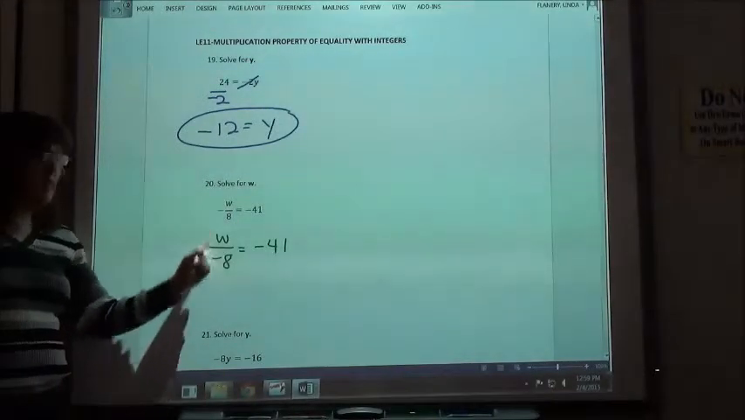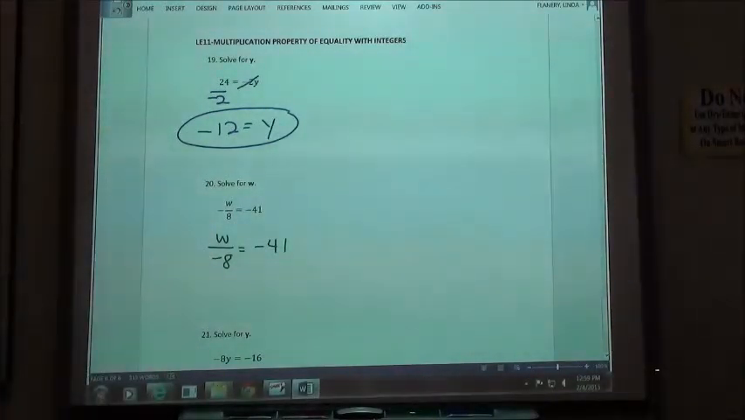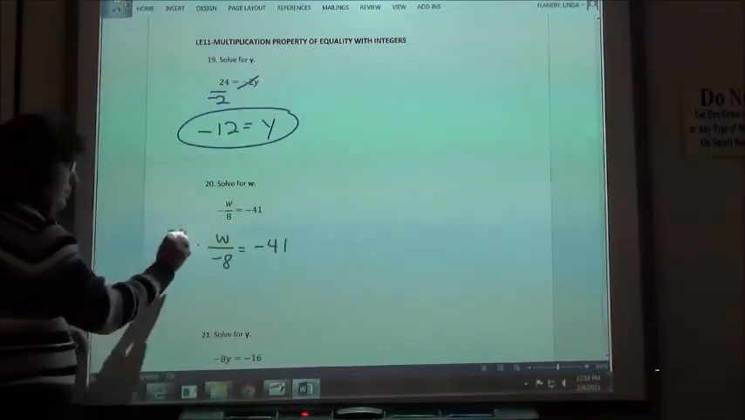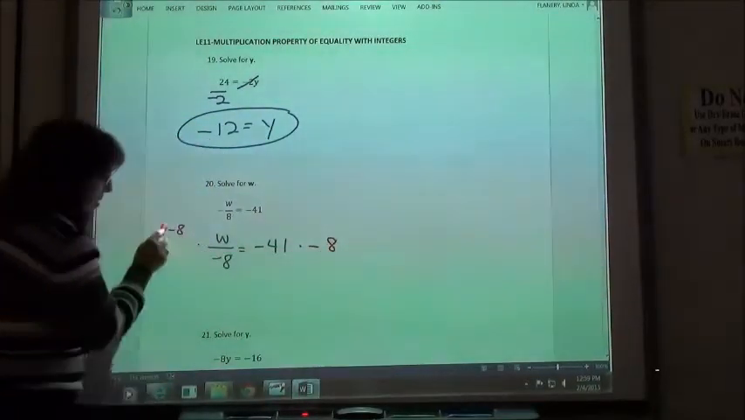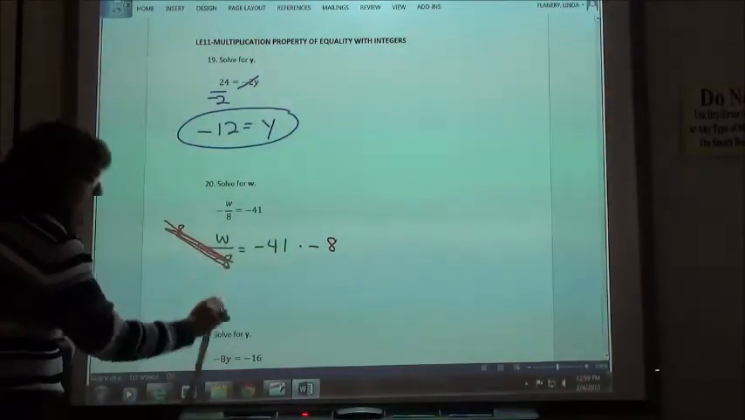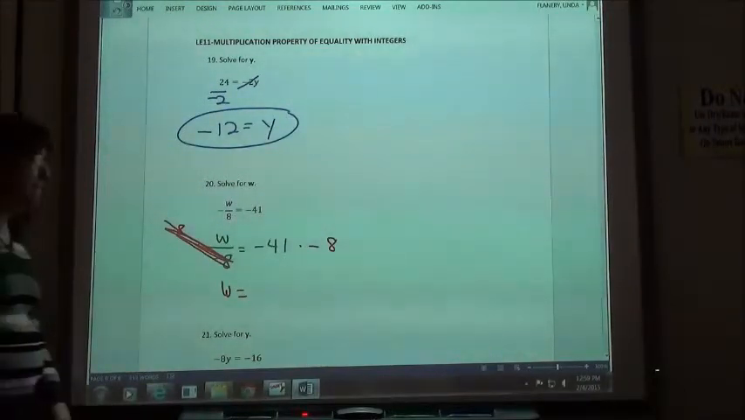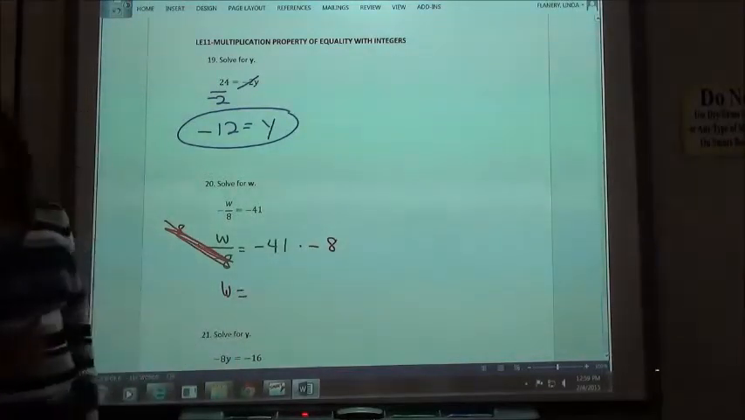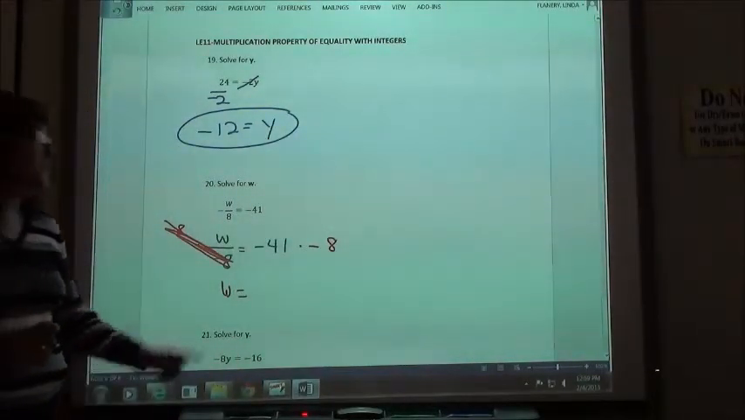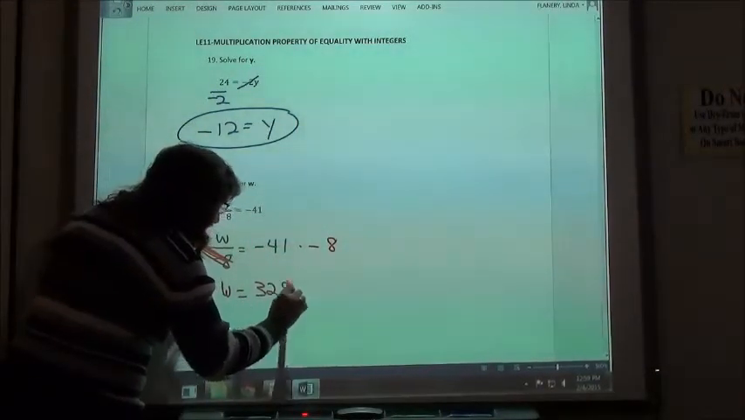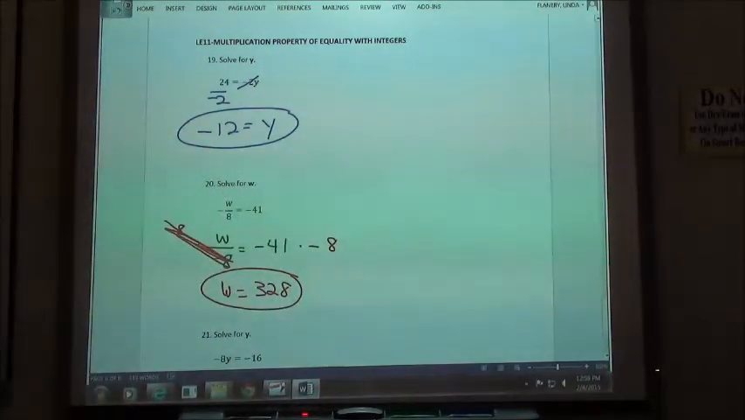So if I want to solve this for w, I'm going to end up multiplying by that negative 8. That cancels out the 8 and the negative sign all at once so that I can get my w by itself. On the other side, negative 41 times a negative 8 gives me a... what was my sign in that? What was the sign on your answer? Positive 328. Because I have a negative times a negative, so I end up with a positive number.